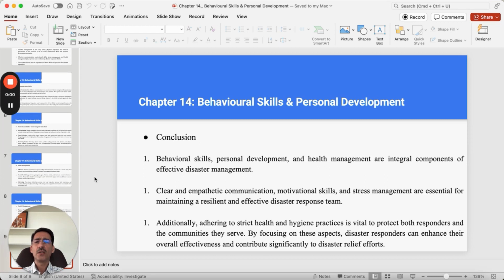Let's conclude. Behavioral skills, personal development, and health management are integral components of effective disaster management. Clear and empathetic communication, motivational skills, and stress management are essential for maintaining a resilient and effective disaster response team. Additionally, adhering to strict health and hygiene practices is vital to protect both responders and the communities they serve. By focusing on these aspects, disaster responders can enhance their overall effectiveness and contribute significantly to the disaster relief efforts.